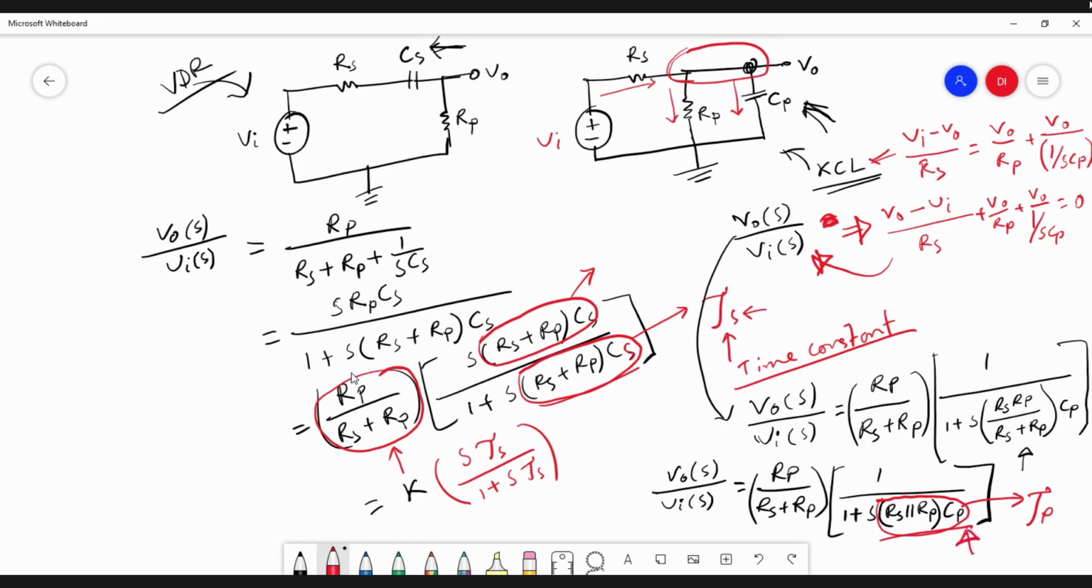One is because of the series capacitance, another because of the parallel capacitance. So RS parallel RP times CP is a time constant denoted by tau p because of the parallel capacitance, and RS plus RP times CS is denoted by tau s because of the series capacitance.